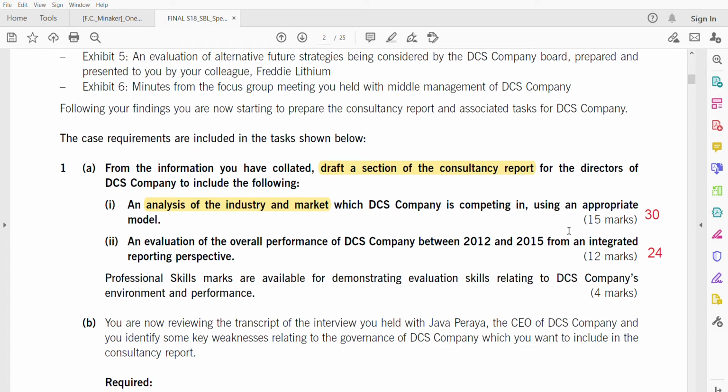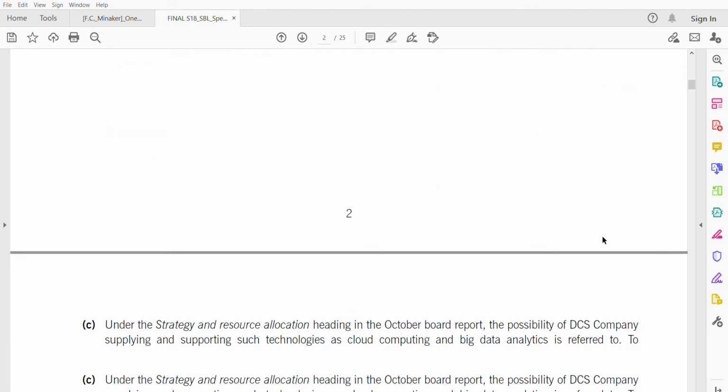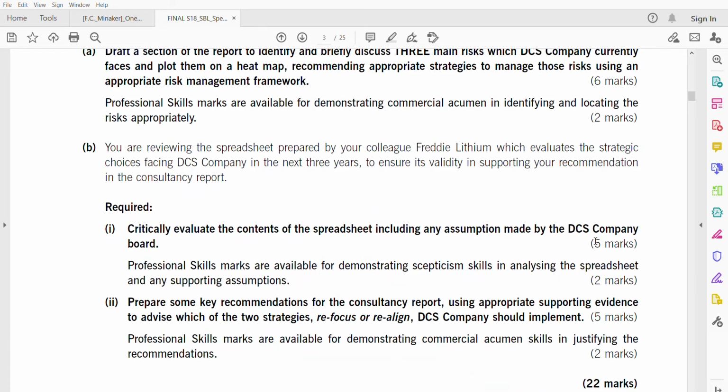So now you have to go to the exhibits and see what information about Porter's 5 forces is given. The bargaining power of supplier, bargaining power of customer, the substitutes, the threat of entrants, right? Barriers to entry and the competition, right? So now let's go and see how the answer is framed.